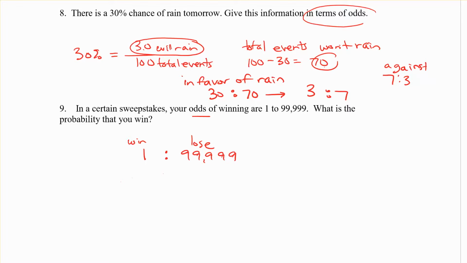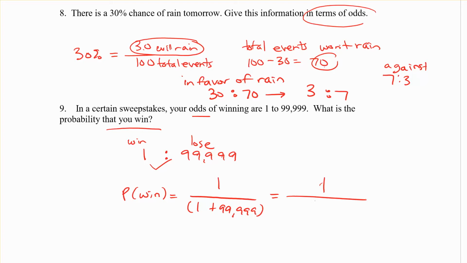So to convert the odds to a probability, and we want to do probability of winning, then the probability of winning would put the total ways you can win on top. And there's only one way we can win, so 1 goes on top. Now the denominator needs to be total events. So the total events come from both numbers in the odds, and you add those together. So this would be like total tickets. So 1 plus 99,999 is 100,000 total tickets. So the probability of winning is 1 out of 100,000, or if you divide that, 0.00001.